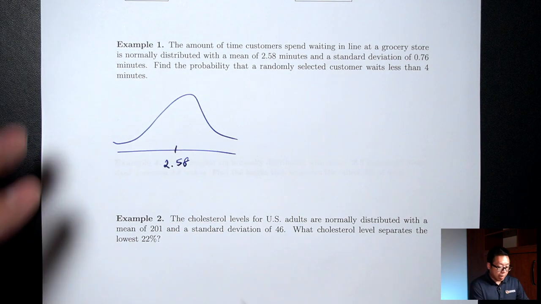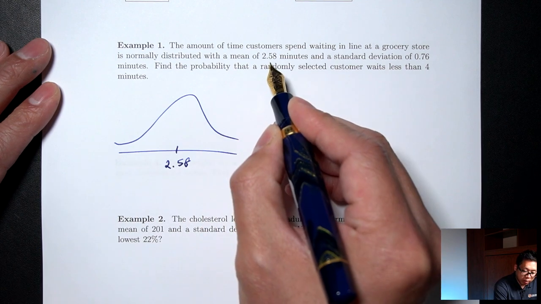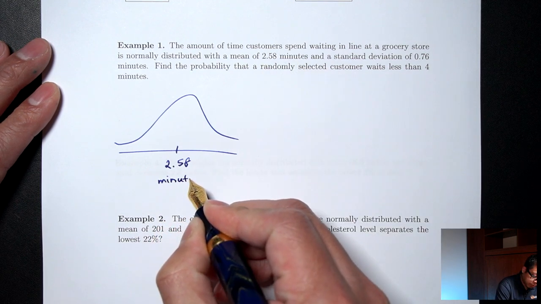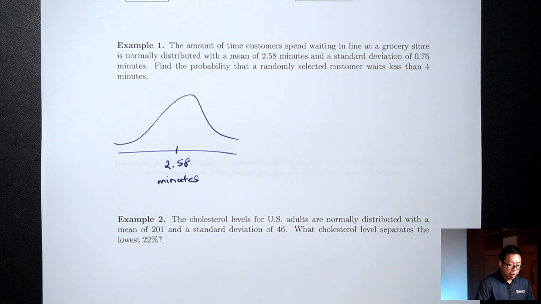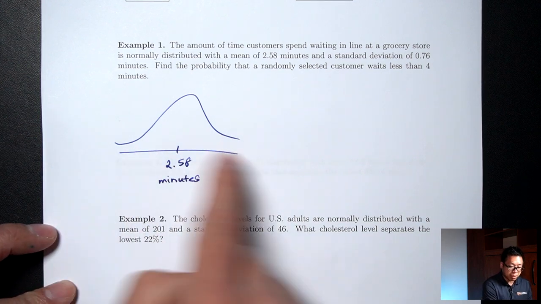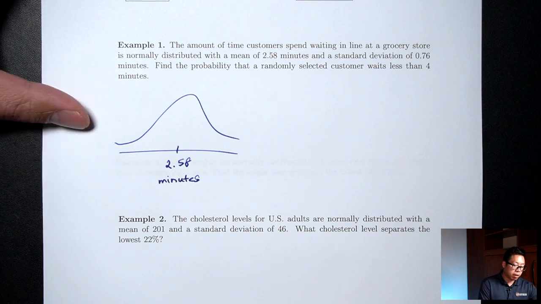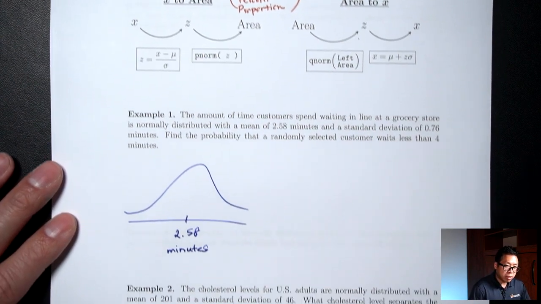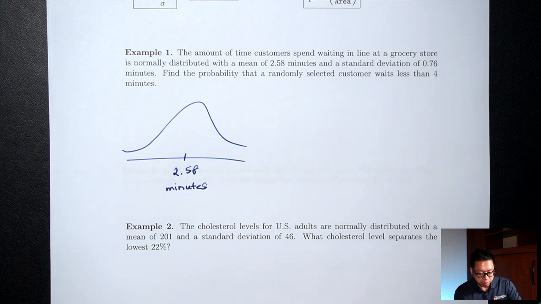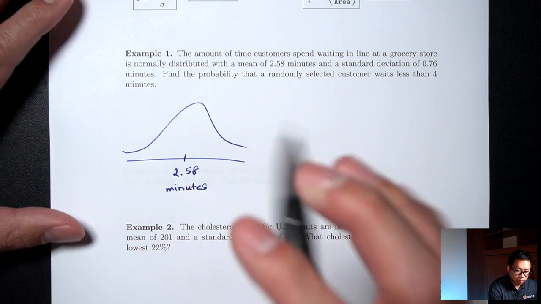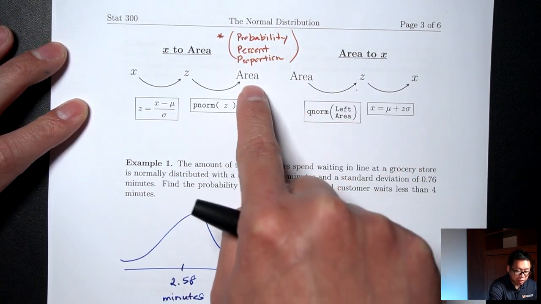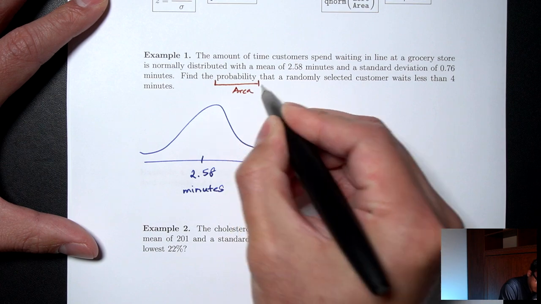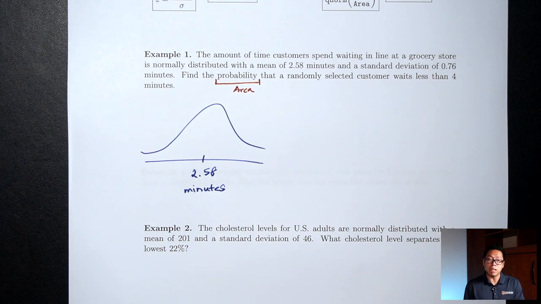I'm also going to label what this x-axis represents. This x-axis, which has this 2.58, what is 2.58? 2.58 is the minutes. This is going to help me because anytime I refer to minutes, that's going to be an x, because this is the x-axis. The second thing I need to decide is, is this an x to area question or an area to x question? The easiest way to decide is to read that very last sentence. It says, find the probability. I said anytime you see one of those P words, you should think area. So that probability is saying area. I want to end with an area as my final answer.